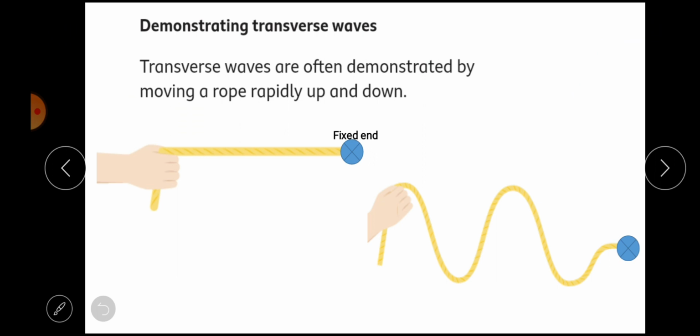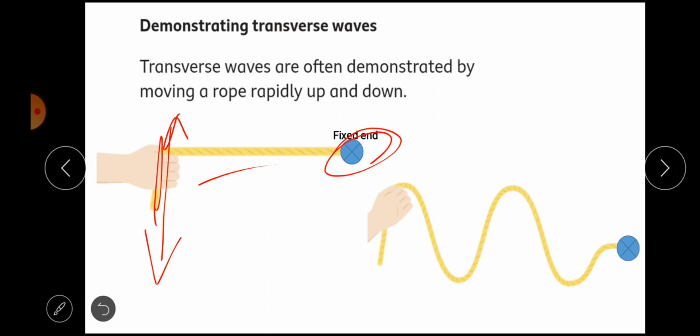Transverse waves can be formed by using a rope. So here we have a rope. One end of the rope has been fixed in this position, and then the other end is made to move up and down. So it moves up and down. As you move the rope up and down, we are going to form this transverse wave. So this is a transverse wave.